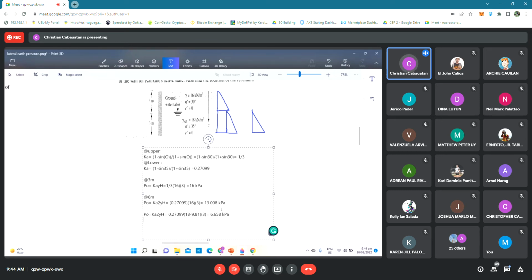And then, yung kay groundwater. So, PO of water, ganyan na lang natin. There is no coefficient for that. It is just your gamma and your height. Okay? Wherein it is equal to 9.81 times your height, which is 3 meters. Therefore, it is equal to 29.43. 29.43 in kilopascal.